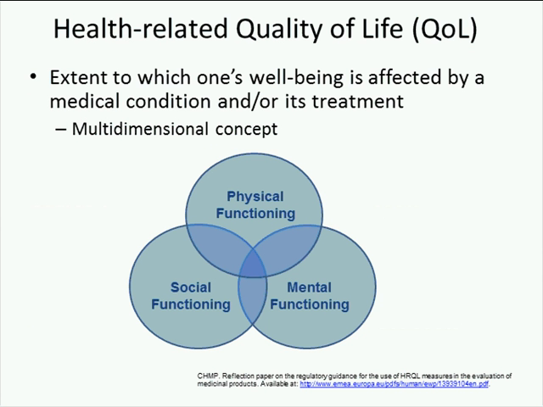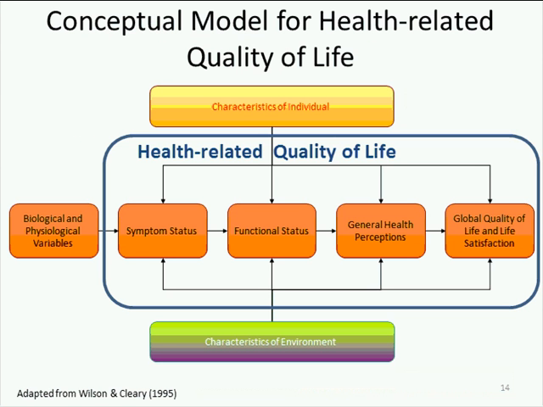Health-related quality of life, the largest segment of patient-reported outcomes, refers to the extent to which one's well-being is affected by a medical condition and/or its treatment. So it really incorporates both the treatment and the condition that's being treated in what it's intended to cover. It's a multidimensional concept that covers physical, social, and mental areas of life, and it's also a subjective concept, meaning that, as I've been saying, we really want to capture this information directly from the patients and not have it filtered through family members or other healthcare providers.